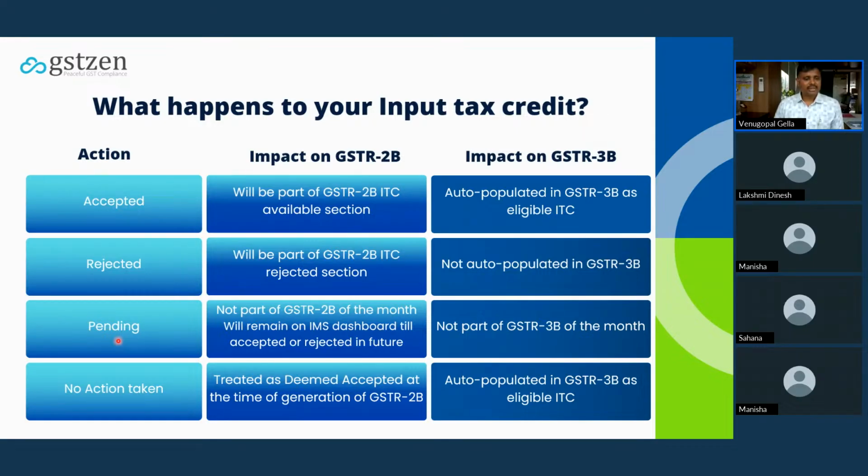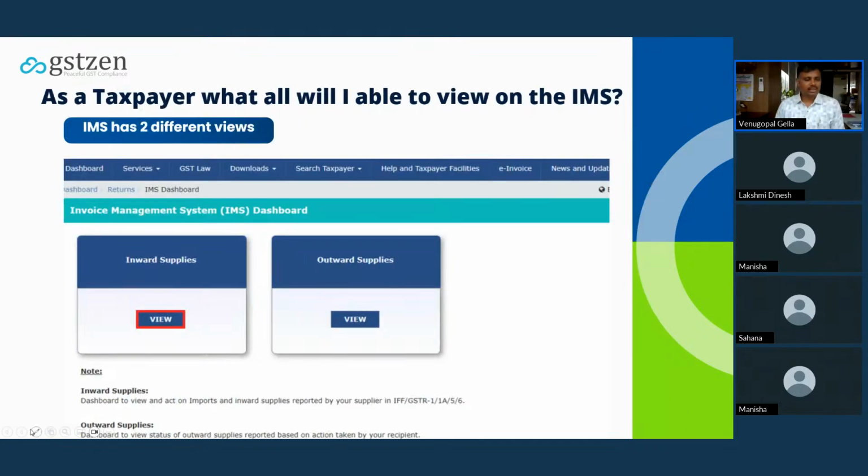If something is marked as pending, that means you want to keep it on hold. So it will not be part of 2B of the current month and it will still remain in the IMS dashboard to accept in the future. So it will not be part of 2B or 3B of the current month. If you have not taken any action, it would be deemed as accepted and it will be eligible for credit in the next month. Any questions so far? If you have questions, please put them into your Q&A section. I'll take the questions appropriately.